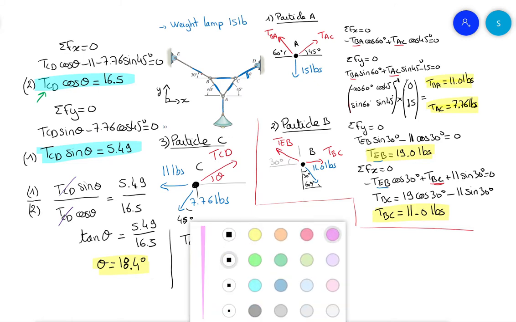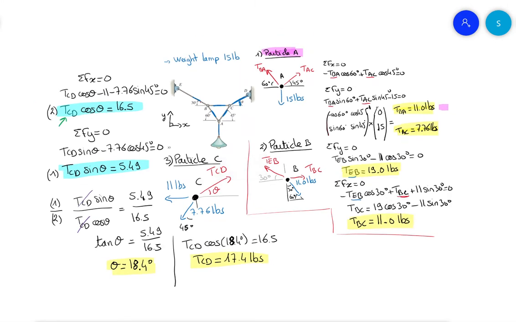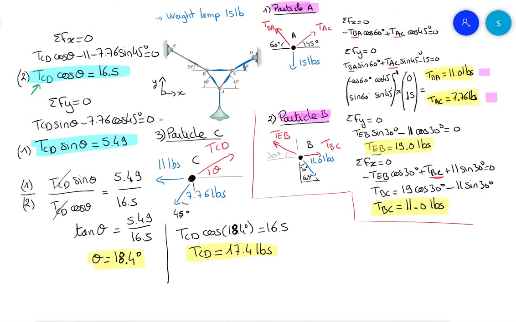We did first the particle A. We solved for TAB and TAC. Second, we used the particle B. We solved for TEB and TBC using one equation at a time. And after that, we used the particle C free body diagram. We solved for theta and then TCD. One step at a time. The difficulty there is that if you make a mistake at the beginning, there will be a mistake for each answer. So take your time to look at your signs and check that your answer makes sense.